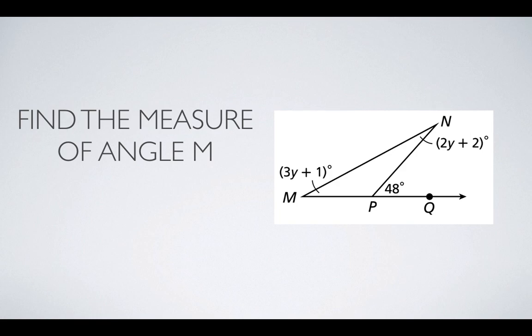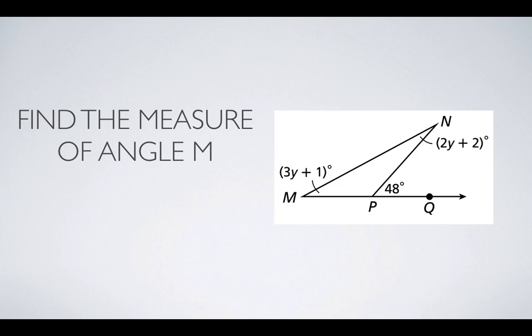All right, so here's an example of a problem you might see that's using the exterior angle theorem. In this case, we have angle M, angle N, and then we have an exterior angle at P, which we would call NPQ. Now, in this case, angle M and N are both remote interior angles. And this angle P is 48 degrees, and it would be our exterior angle. So, if we remember our rule, the sum of the two remote interior angles is equal to the measure of the exterior angle.